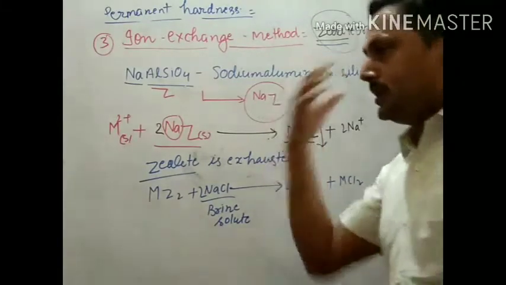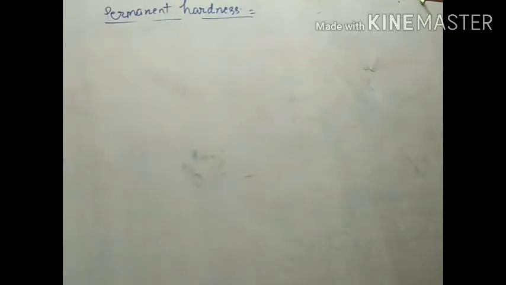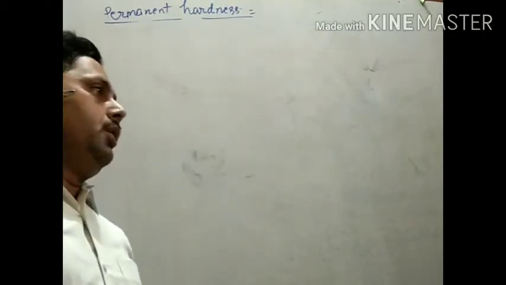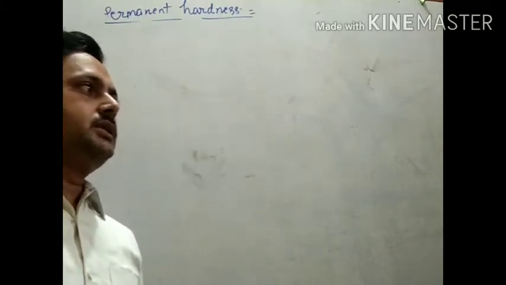So three methods we discussed here. First is washing soda method, second is Clark's method, and third is ion exchange method, or zeolite or permutit method. Next and last method to remove permanent hardness is synthetic resin method.